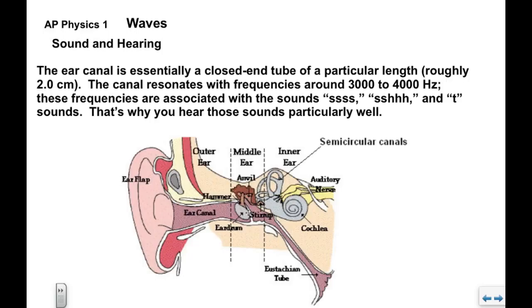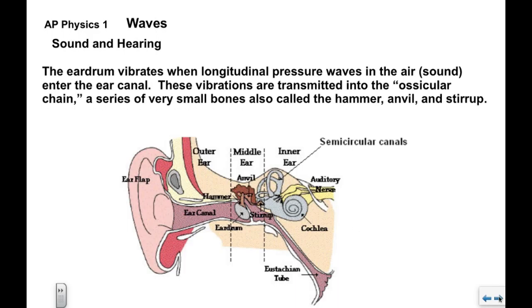Now, when the eardrum vibrates, there are three little bones here. You can see the hammer, the anvil, and the stirrup. They're also called the ossicular chain, and they are three bones that transmit the vibration from the ear canal to an organ called the oval window. You can't see it on the diagram, but it's at one end of this snail shell looking thing called the cochlea. The cochlea is where the sounds are actually perceived.